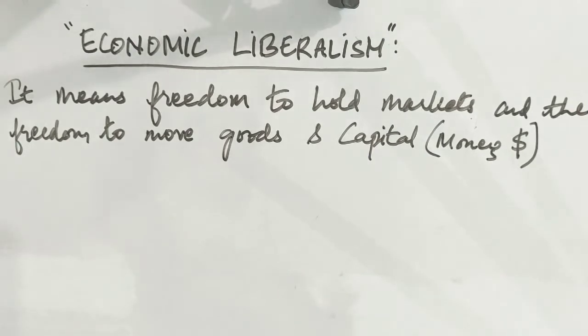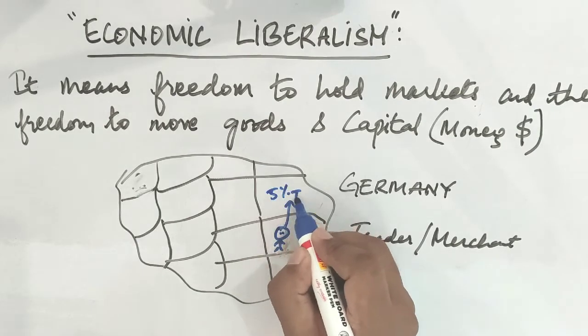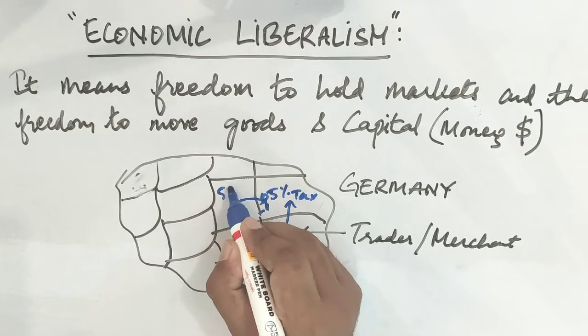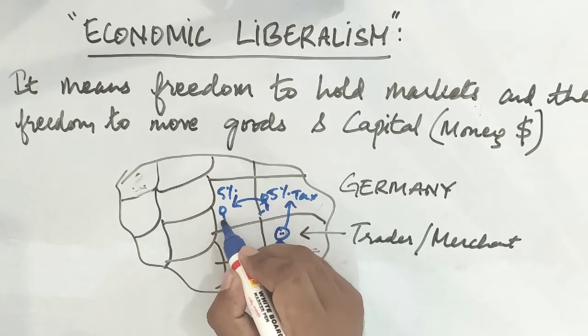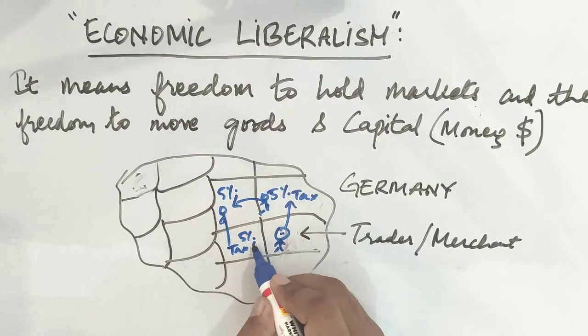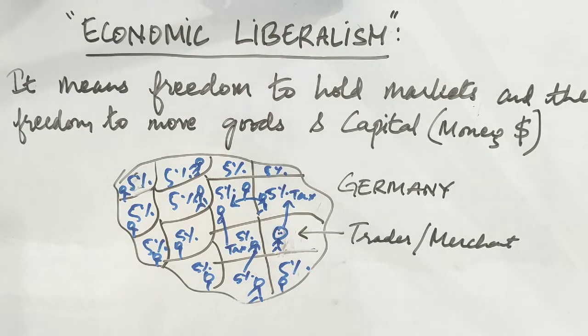Now, let's talk something about economic liberalism. It meant the freedom to hold markets and the freedom to move goods and capital. Capital here means money. When the uniform measurement system was not introduced, there was a great problem for the traders and merchants. For example, a trader traveling within different cities of Germany had to pay taxes in each city, paying at least 5% tax in each city.